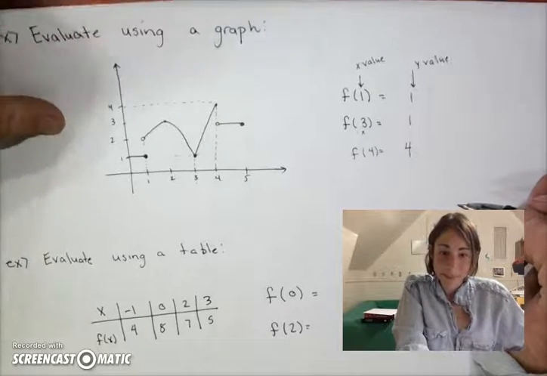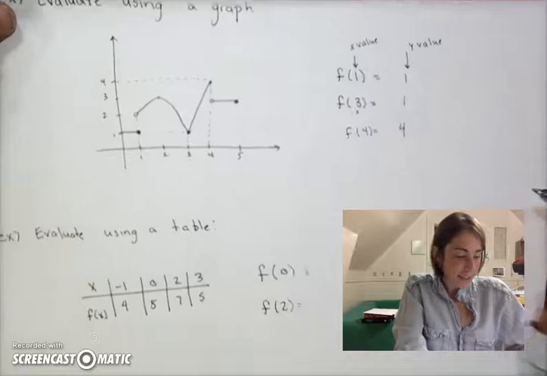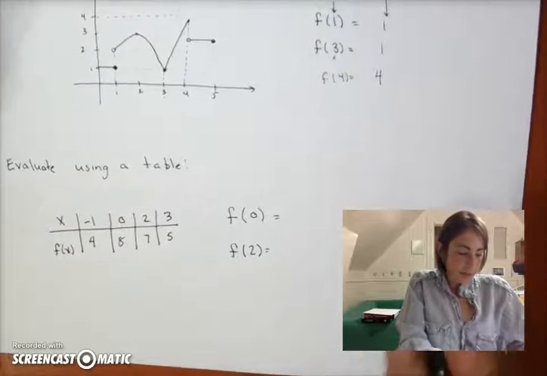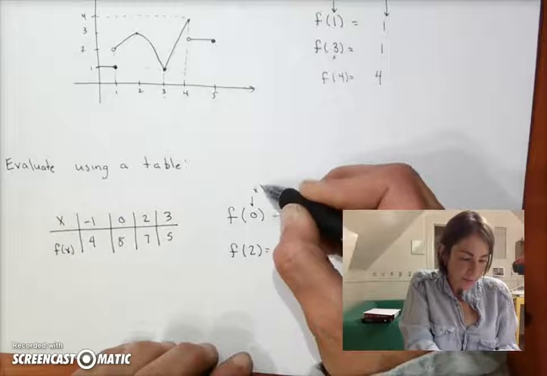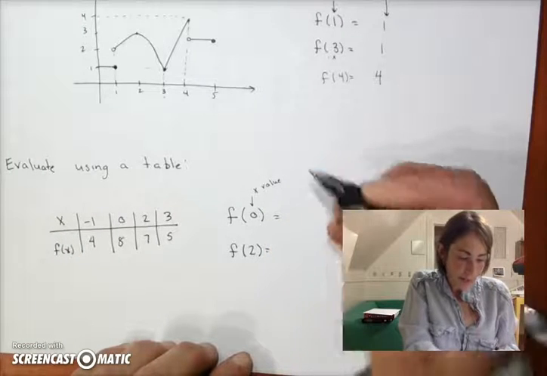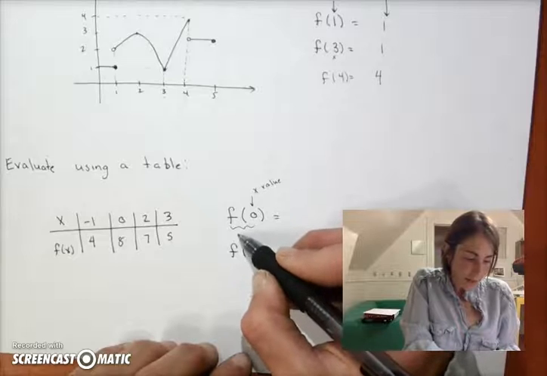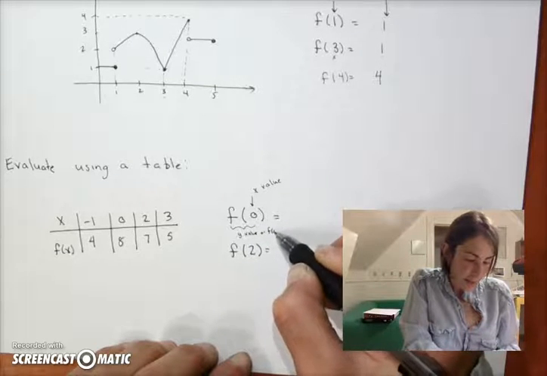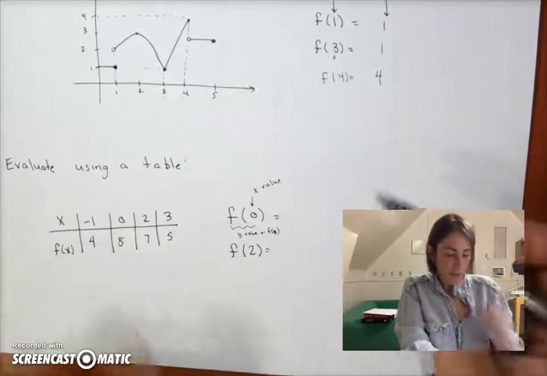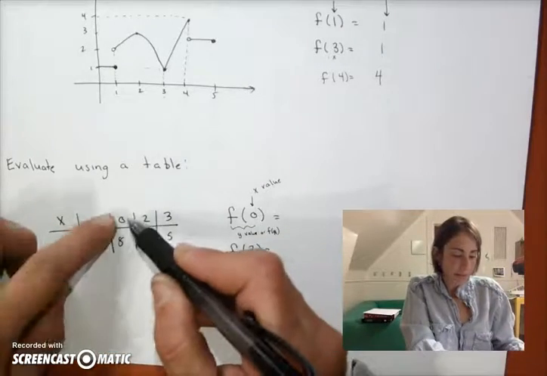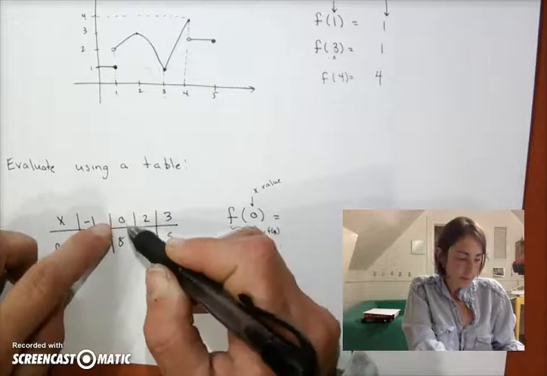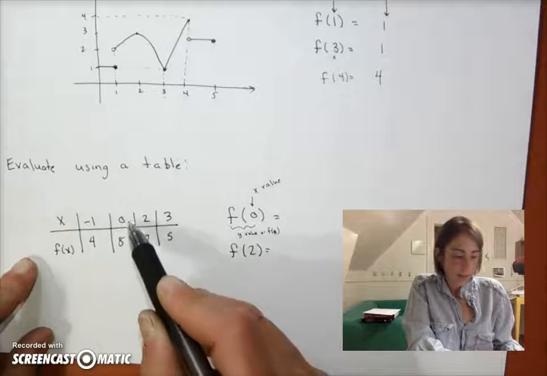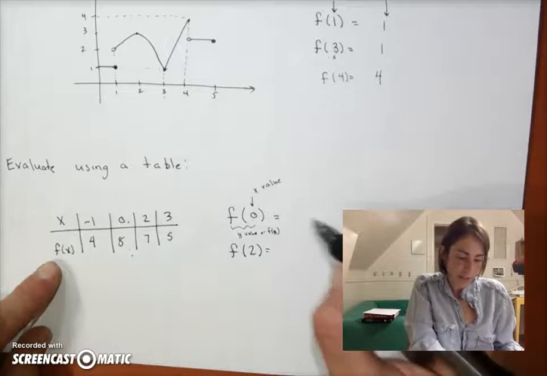And probably the simplest example yet, evaluating using a table. Well, this is the x value, the thing inside of the parentheses. What I get out is the y value, or f of x. So I just read along the table. When x is 0, f of x is 8. All this says is f of 0 equals 8.